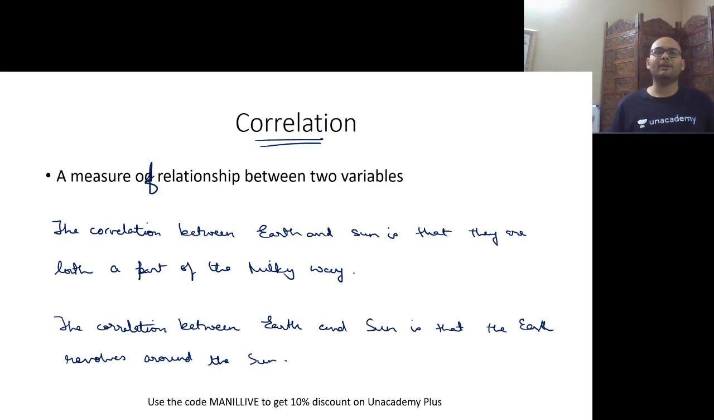Correlation is a measure of relationship between two variables. So there are two different things. How are they related to each other? For example, Earth and Sun. The correlation is that they are both part of the Milky Way. Another correlation is that Earth revolves around the Sun.